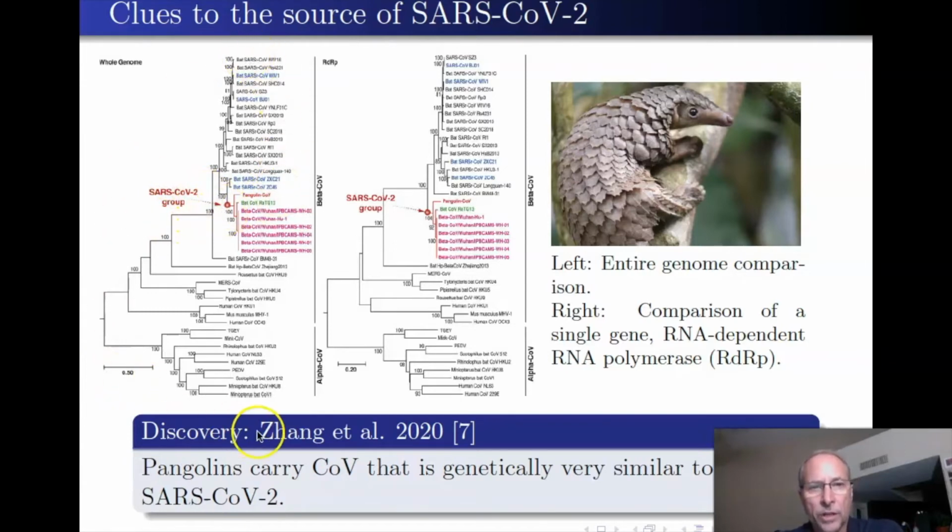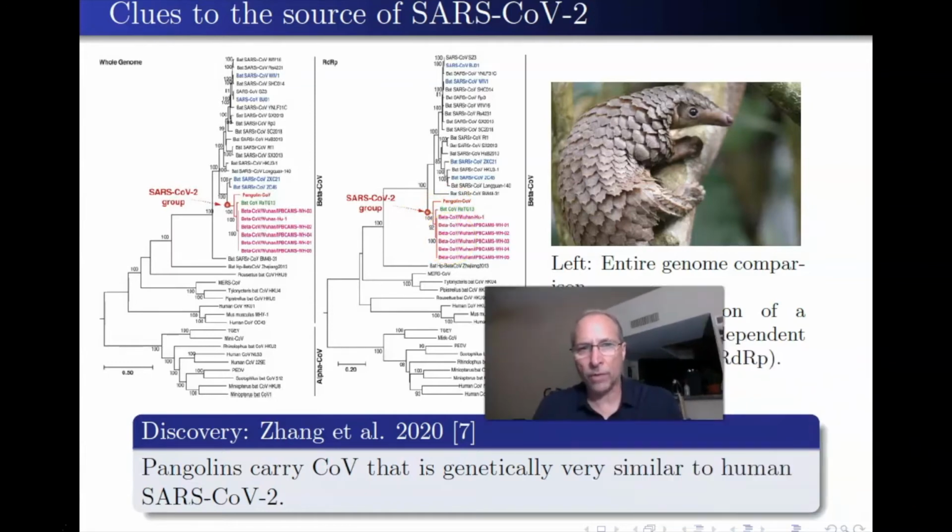Now, this analysis here is the entire genome of the virus. This is looking at one particular gene. It's an RNA-dependent RNA polymerase, and you get a similar picture. The pangolin DNA is very similar to the bat and human SARS-CoV-2 DNA. So that's part of the story.